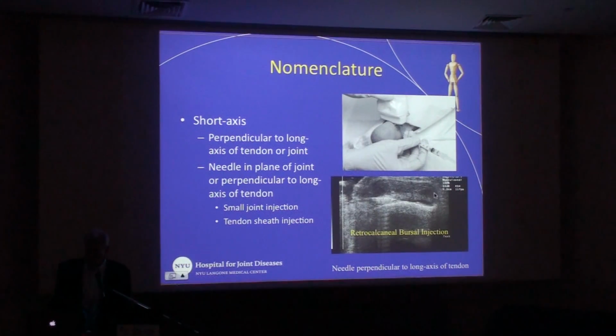You can see what that would look like in a schematic over here. Here's the tendon seen in cross-section, and my needle's coming in perpendicular to that structure. So that's short axis technique. Hopefully that is a little bit self-explanatory. Typical examples would be, as we see here, a retrocalcaneal bursa, or a lot of the small joint injections that I'll talk about in a few minutes.